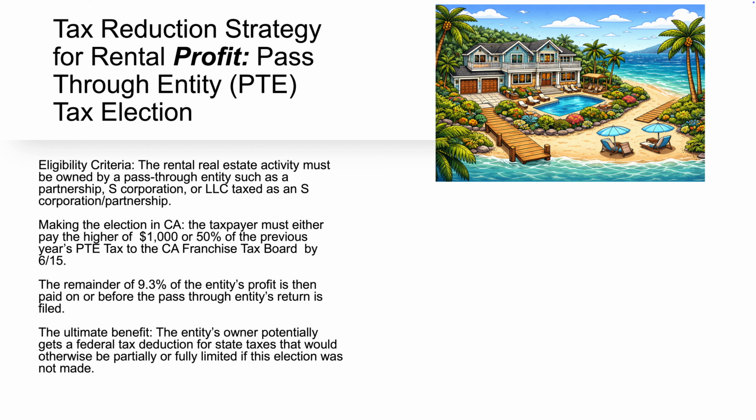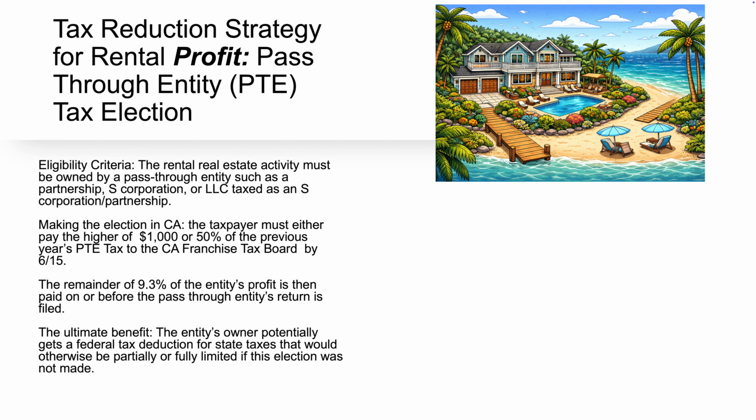To make this election, you have to just pay $1,000 to the Franchise Tax Board if this election is in California by June 15th. Or you have to pay 50% of the previous year's PT tax. So if it's your first year, you would just pay the $1,000. Every year after that, you have to pay 50% of the previous year's PT tax to make this election. And the rest of it, you'll just take 9.3% of the entity's profit, and then you'll pay that when you file your tax return, assuming it's timely filed. So for pass-throughs, usually those are due March 15th. With an extension, they're due September 15th.